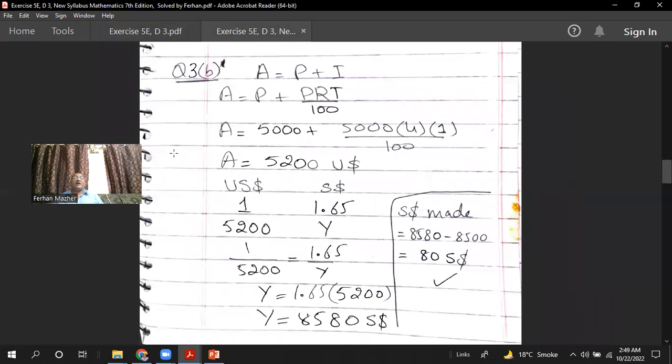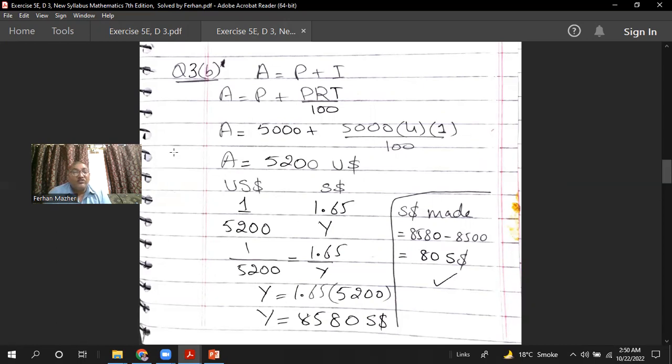The amount will be equal to the principal plus the interest, and we are talking about the simple interest. So the amount is principal plus PRT by 100. The principal amount is 5,000 US dollars, plus P is 5,000, R is 4, T is 1 year, and divided by 100, so it will be 200 US dollars. So the total amount will be 5,200 US dollars. So now he will convert it back into the Singapore dollars.